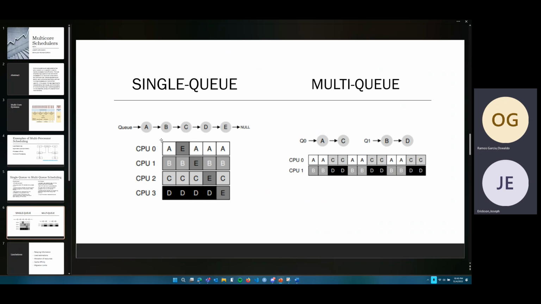And here's the examples. For single queue, you can see there's one queue that each CPU takes from, and it results in E going through all four. Here's multi-queue with two CPUs, which each have a queue. As you can see, B and D only go to CPU 1, and CPU 0 only takes on A and C.